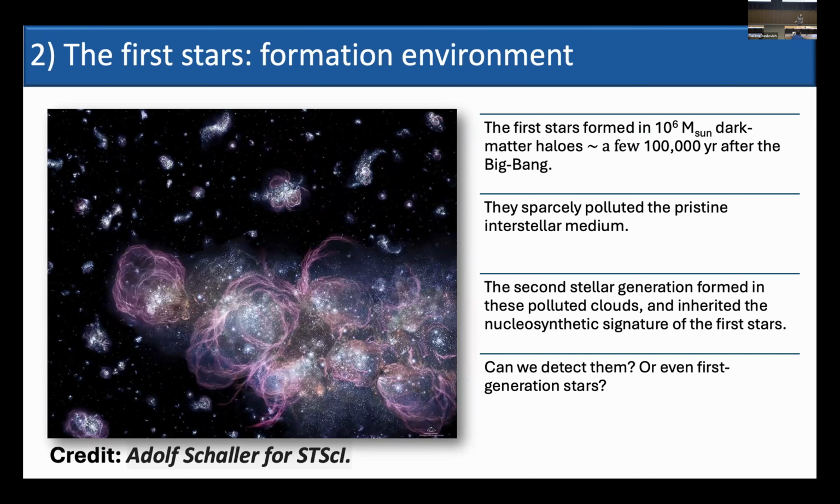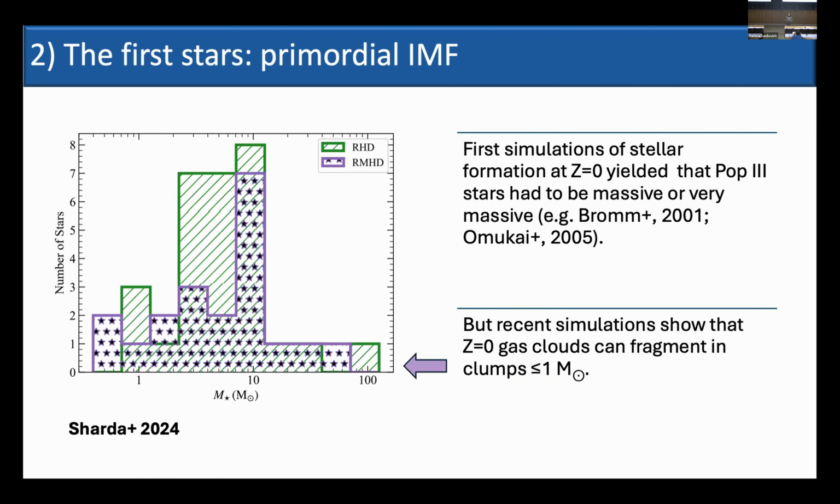So it would definitely be very exciting to be able to detect second generation stars, because they would give us a lot of information about how the first stars were. And of course, it would be even more exciting to find a real first generation star. But is that possible at all? Well, it depends on the initial mass function.